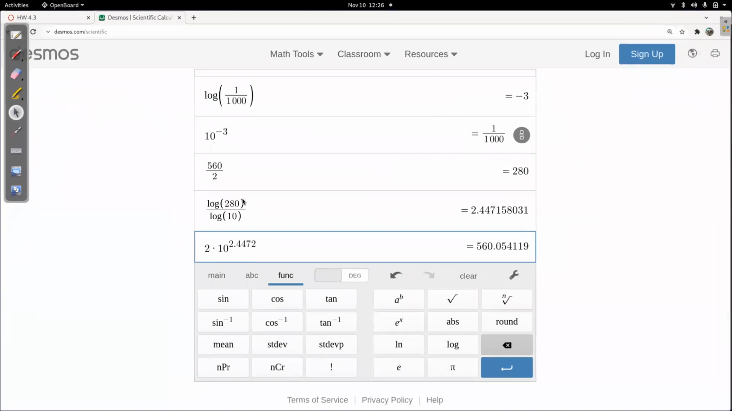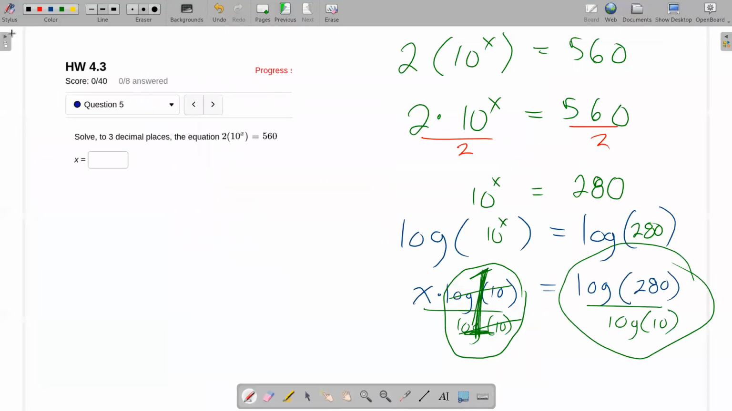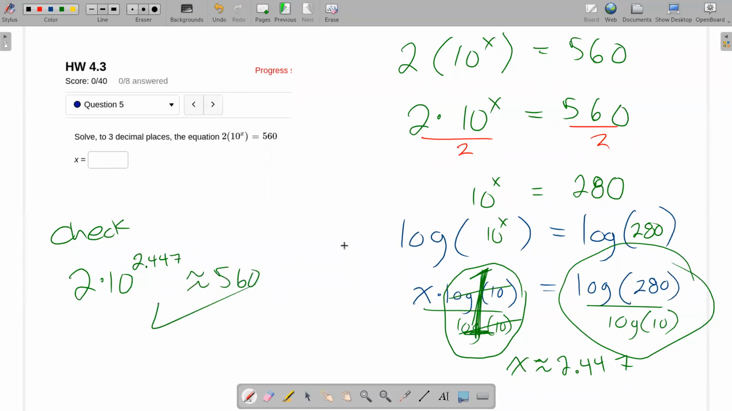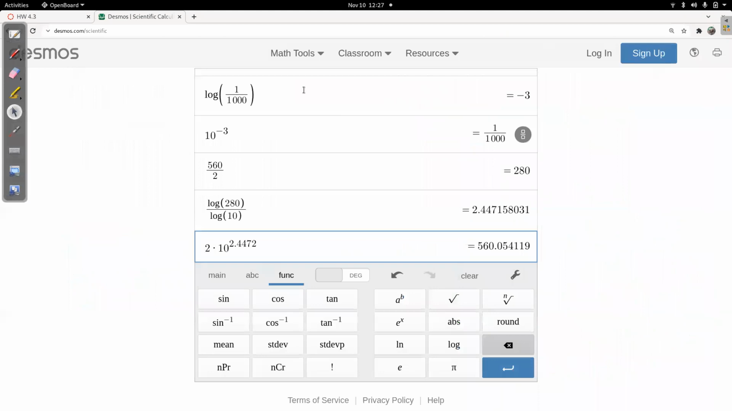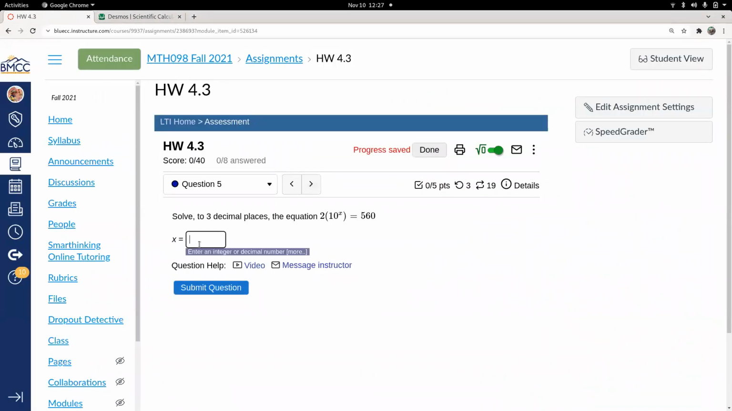So back to my notes here. It's a good idea to write down everything you do. We think x is about, wavy equals, 2.447. And then we checked with the original equation that 2 times 10 to the 2.447 was approximately 560. Check. So now I'm sure I did my work right. I checked on my calculator. If this was a test question, I just rocked it. And I'm getting an A.